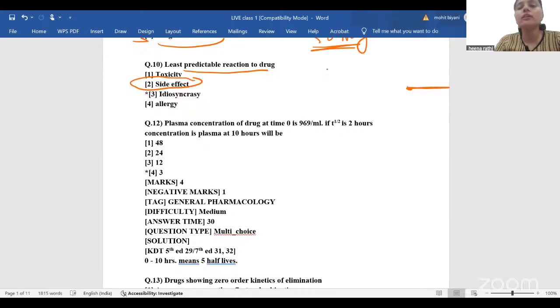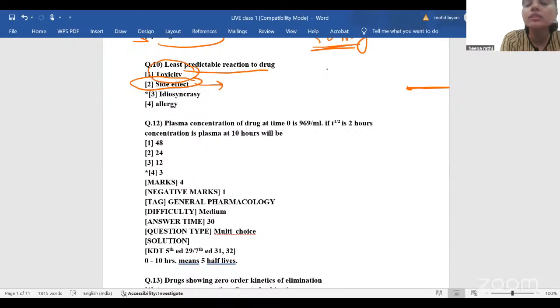A side effect of a drug is a predictable reaction which we know is going to occur because of the consumption of the drug. For example, if we are taking an anticholinergic, meaning atropine, we know that after taking that amount of atropine, the body will feel dry. There will be dryness of the mouth, dryness in the eyes, dryness in the body. It is a predictable effect after taking the drug. So side effect is predictable.